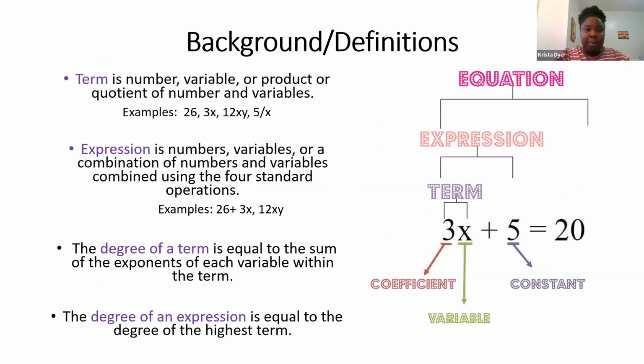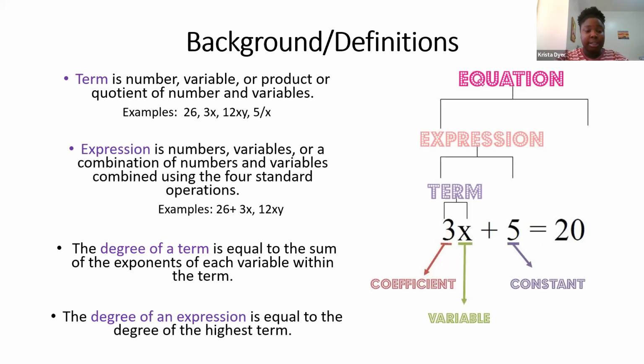And so for our last example problem, there's a little bit more background. So let's define some more terms. A term is a number, a variable, or a product or quotient of a number or variable. So it's a lot of words. It's anything multiplied together or divided by each other. So a combination of numbers and variables through multiplication or division. So I have some examples below: 26, 3x, 12xy, or 5 divided by x are all examples of terms.